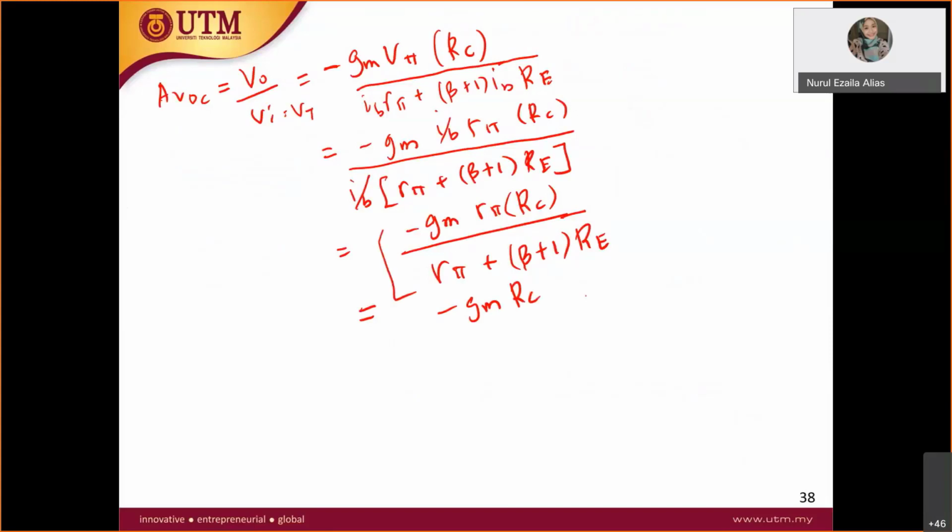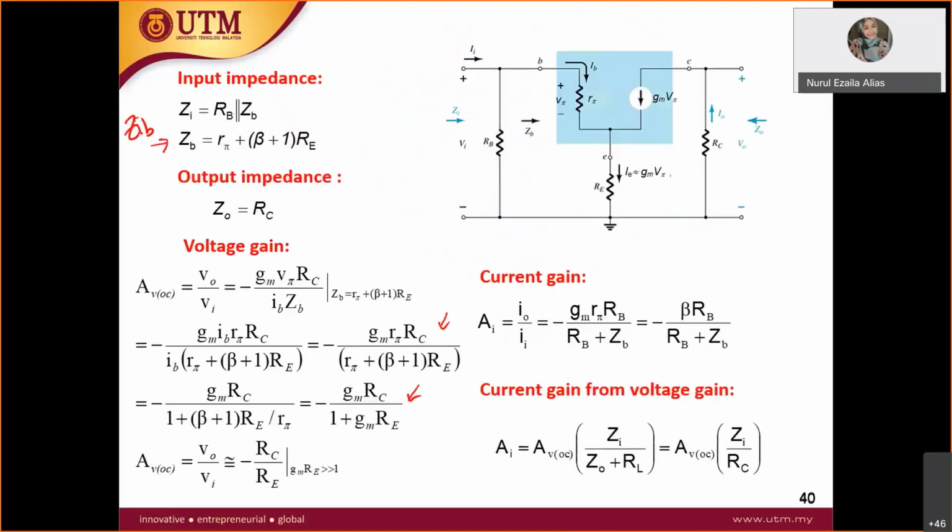Okay, so they divide all with R pi. Finally, they will get this equal to 1 plus GM RE. So finally, the AVOC is equal to this equation. Same like in here, summer. So finally, we managed to derive it.